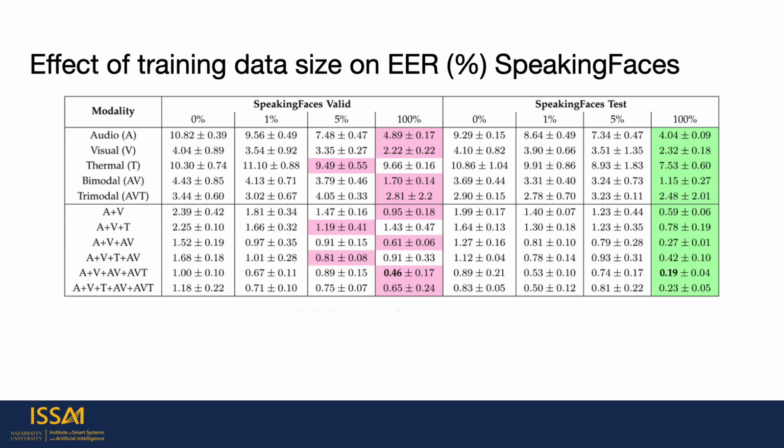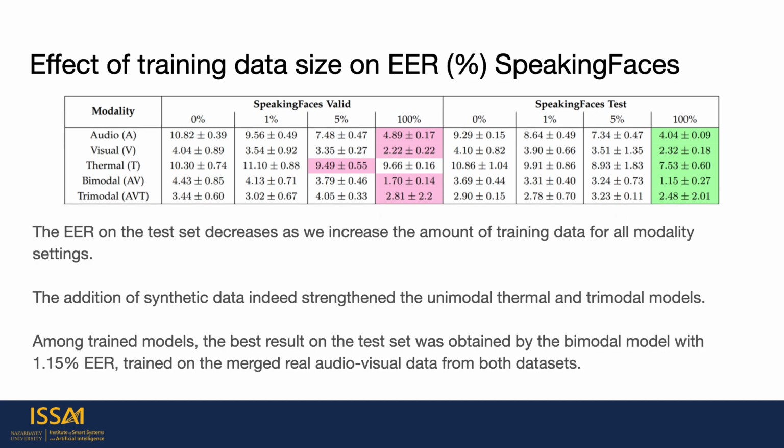In this table, we present the equal error rates on SpeakingFaces validation and test splits. Here we can observe the effect of gradual growth in training data on verification performance. The best performing models were selected based on the validation split of SpeakingFaces. The equal error rate on the test set decreases as we increase the amount of training data for all modality settings. The addition of synthetic data indeed strengthened the unimodal and trimodal models.